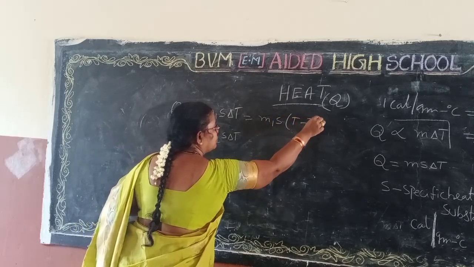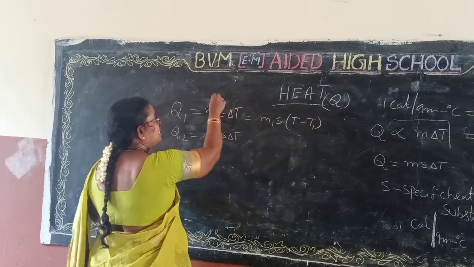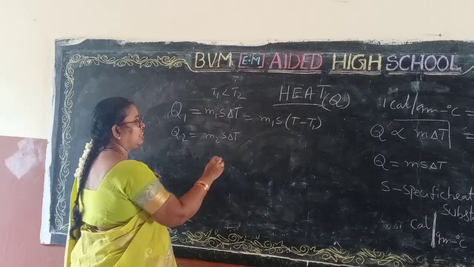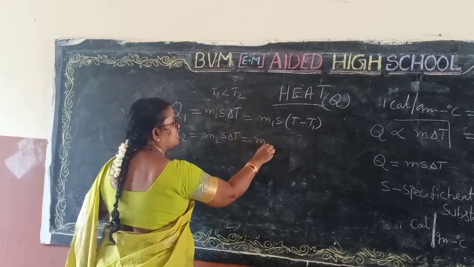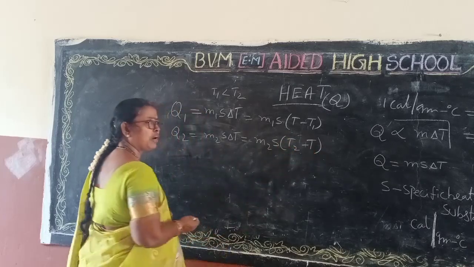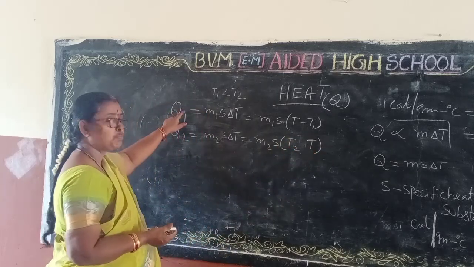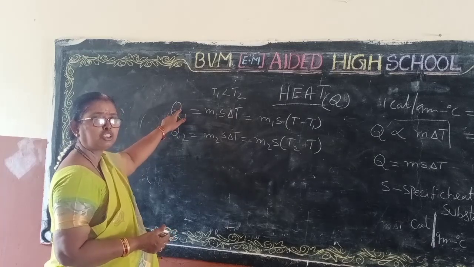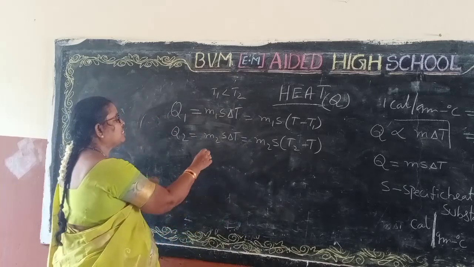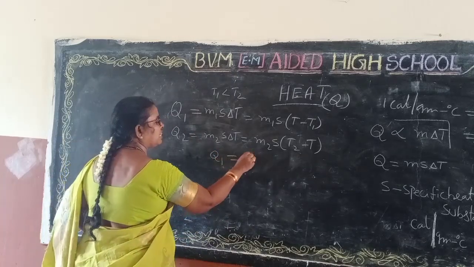Here delta T we write as resultant temperature minus T. Here T1 is less than T2. So here delta T for the second body is T2 minus T. So we observe that energy is neither created nor destroyed, so these two energies Q1 and Q2 must be equal.